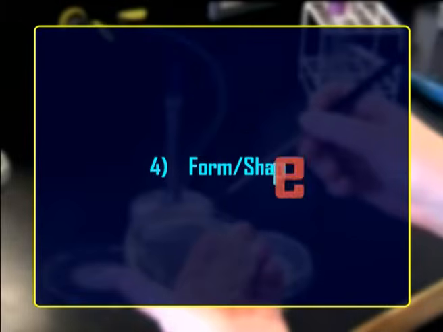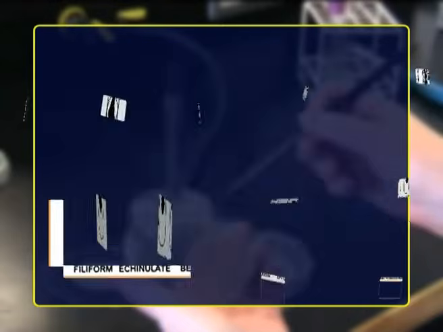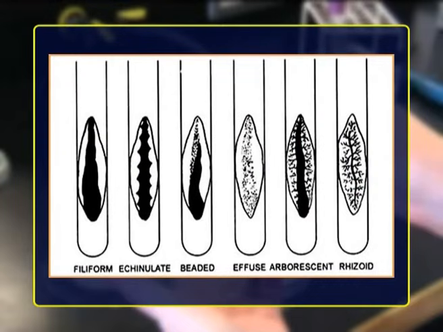Next is form, or the shape. The appearance of the single line streak of growth on the agar surface is designated as filiform, echinulate, beaded, effuse, arborescent, rhizoid. First we'll start with filiform, which can be continuous, thread-like growth with smooth edges. Now echinulate, which can be continuous, thread-like growth with irregular edges.